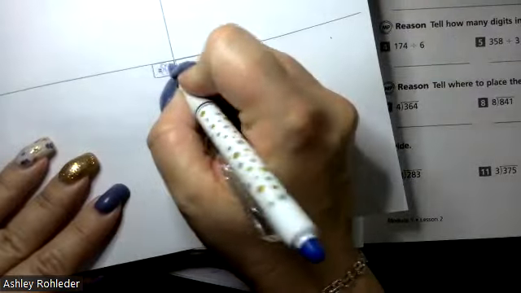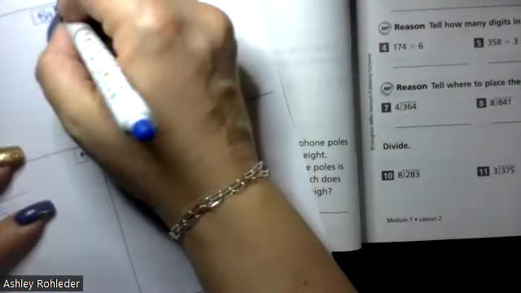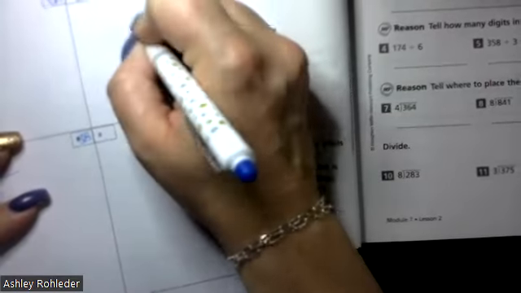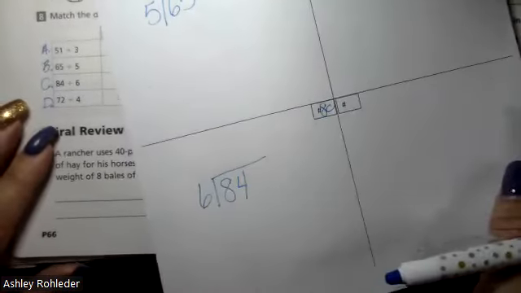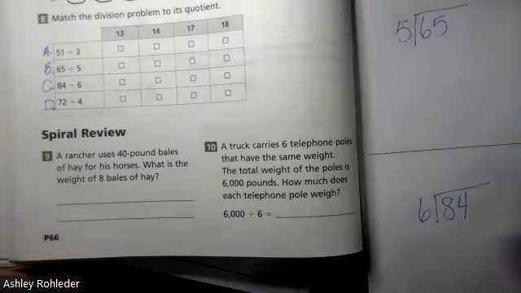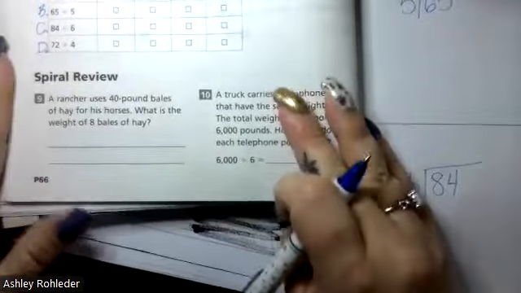And then 8C will be 84 divided by 6. And then 8D, 72 divided by 4. Okay? So you'll have 8A, 8B, 8C, 8D. Okay? Yes. Okay. All right, spiral review. And then you'll come in here and just color in the right answer.